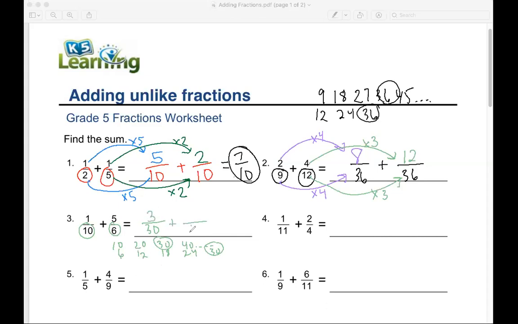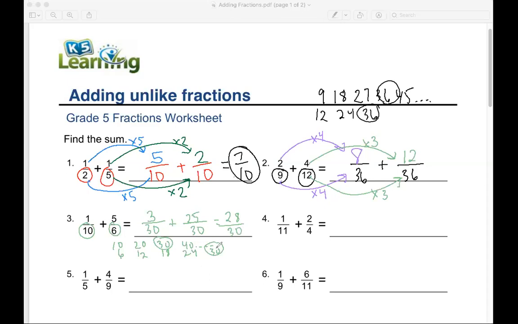And that would change this fraction by a factor of 5. So what would 5 times 5 be? 25. We could do that. That's one way to handle it. We would get 28 over 30, right? We could do that.